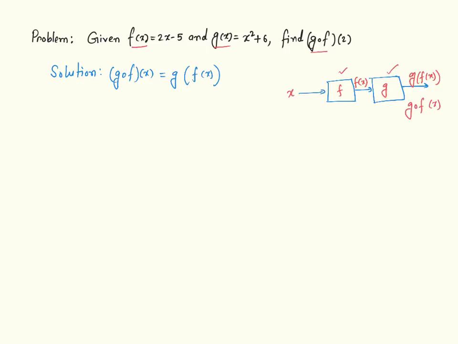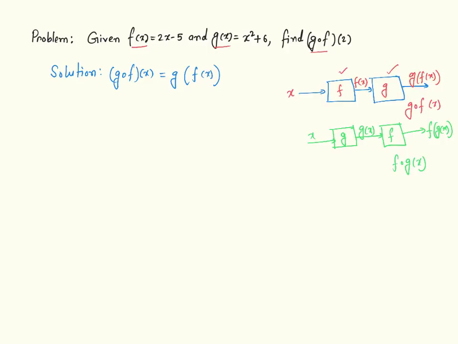Now if you reverse the process, and this is your g and this is your f, and you give it an input x, this is going to spit out g of x. Now this g of x is going to go as an input to the next function, which is f. So f gives you f of g of x. This is the definition of f composed with g of x.